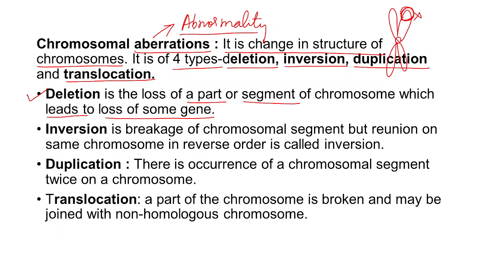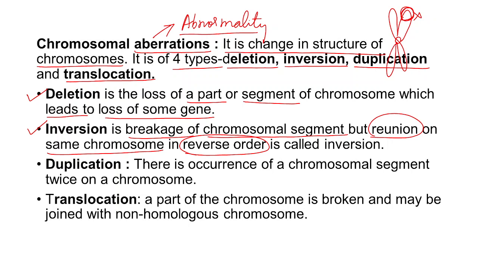Due to that, some of the genes will be lost also. Second one, that is inversion. See here, invert means to change in a reverse manner. Inversion is breakage of a chromosomal segment but reunion on the same chromosome in reverse order. So, that is called inversion.